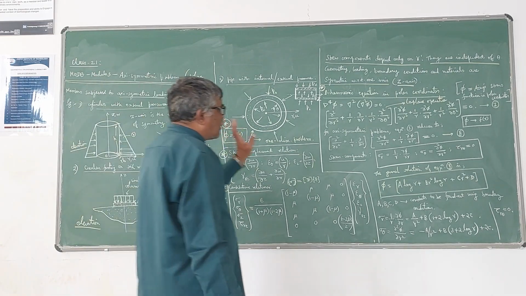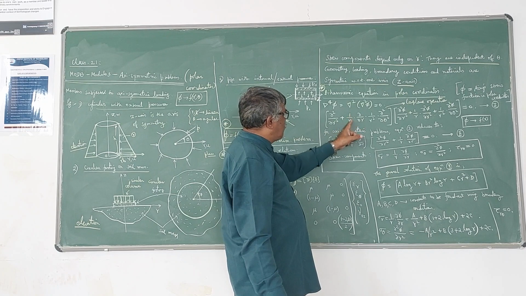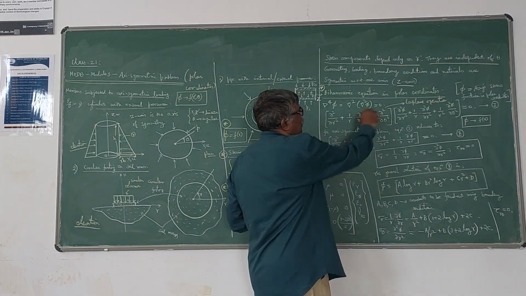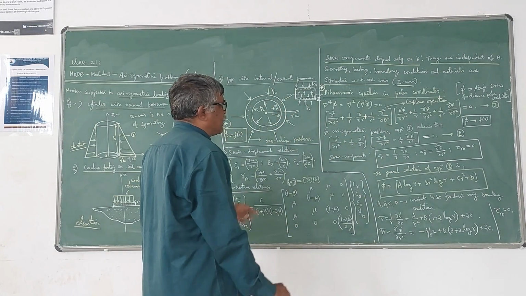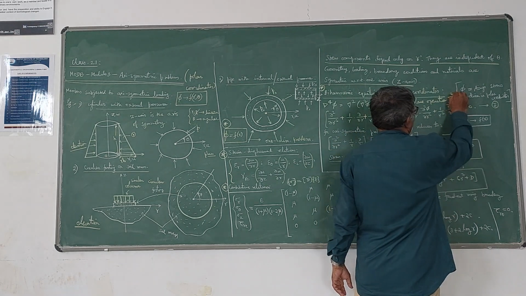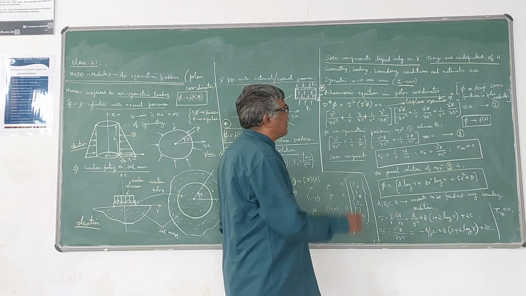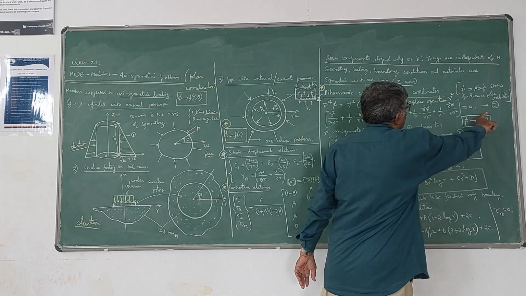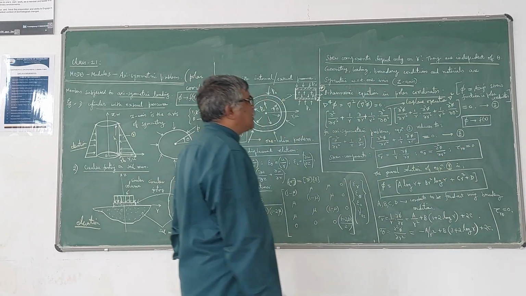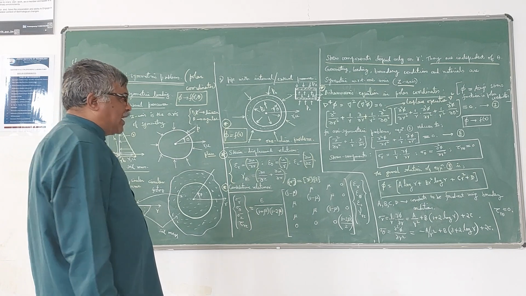Whereas in the case of polar coordinates, del square will be ∂²/∂r² + (1/r) ∂/∂r + (1/r²) ∂²/∂θ². This is your Laplace operator, del square. So this del power 4 can be written as del square of del square phi equal to 0. This is equation 1, the biharmonic equation in polar coordinates.